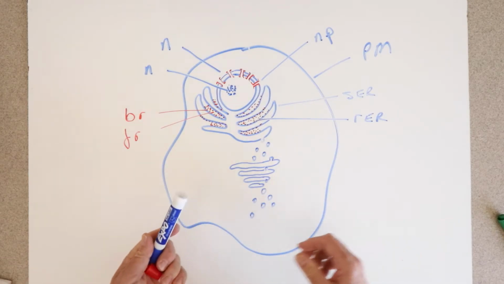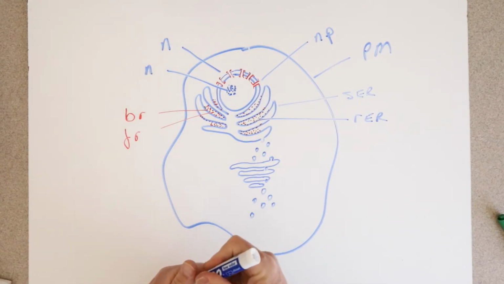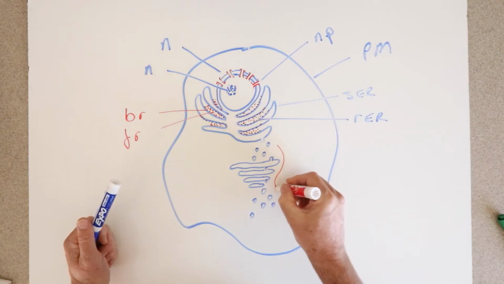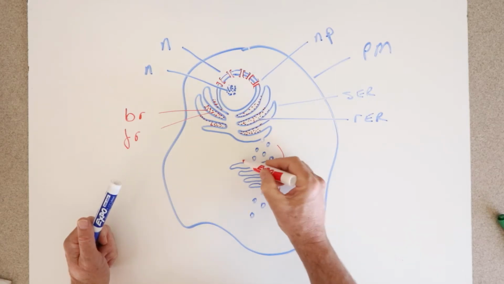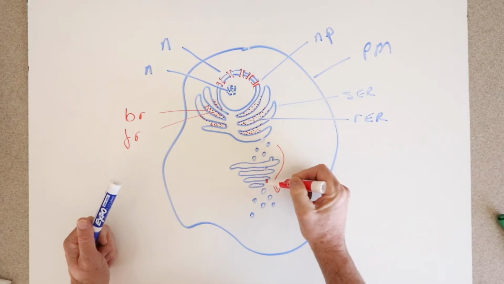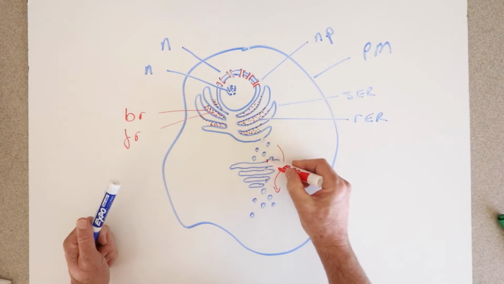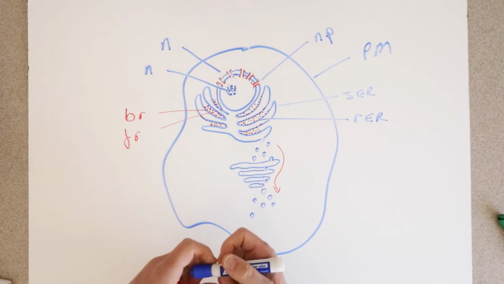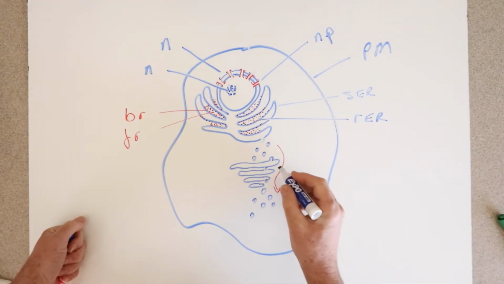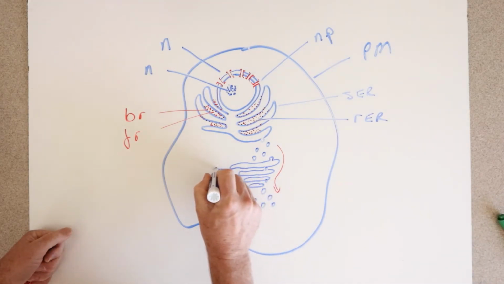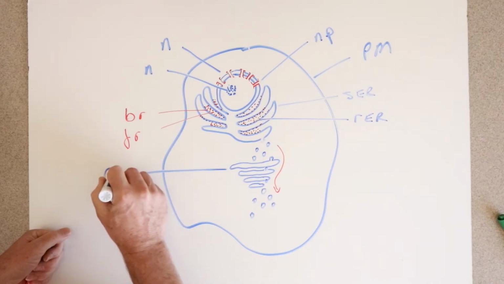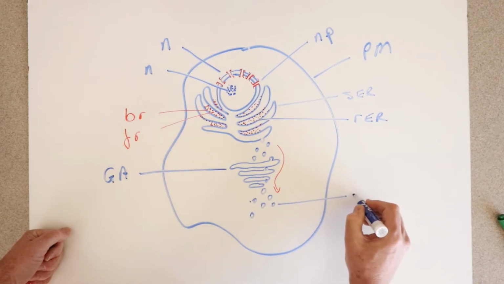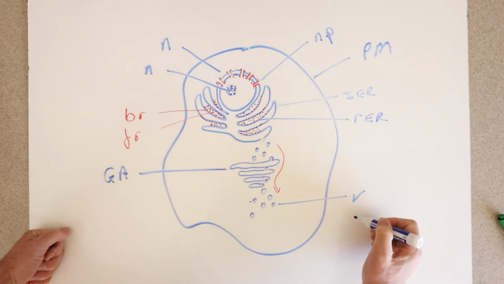So there's directionality, all right? Things can move through the Golgi apparatus in that direction. So this is the cis face of the Golgi apparatus, and that's where things are received, and this is the trans face, where things are shipped from the Golgi apparatus. So let's add some labels then. Here we've got the Golgi apparatus, and I'm going to go GA. And here we've got vesicles, and I'm just going to label them as a V.